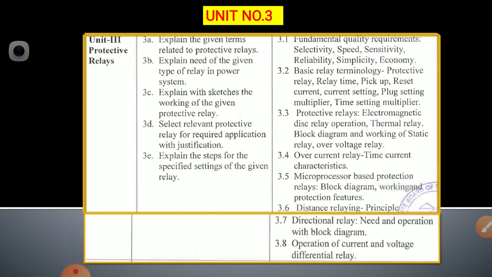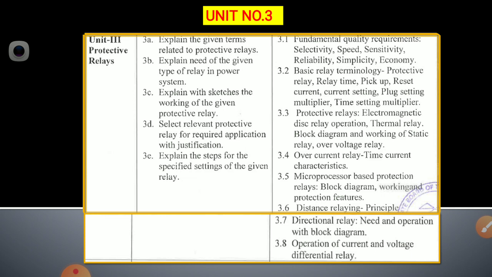Then third is some terms related with the relay, that is the protective relay, relay time, pickup time, reset time, then PSM, that is the plug setting multiplier, and time setting multiplier. Then the next point is the classification of the protective relays. In that we have covered the various types of protective relays.